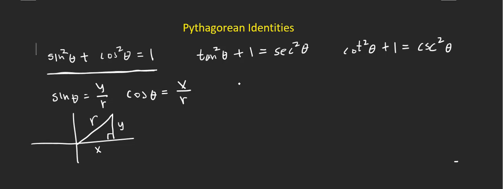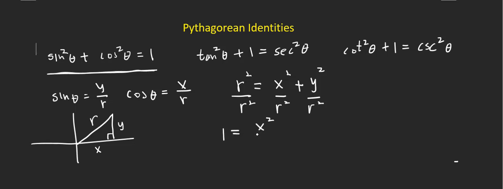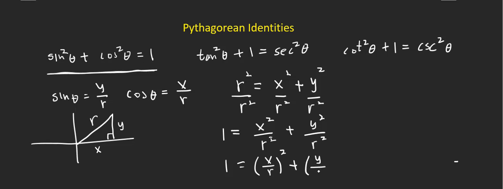Using the Pythagorean theorem, you know that r squared equals x squared plus y squared. And if you divide everything by r squared, you will get 1 equals x squared over r squared plus y squared over r squared, which is the same thing as 1 equals quantity x over r squared plus quantity y over r squared.